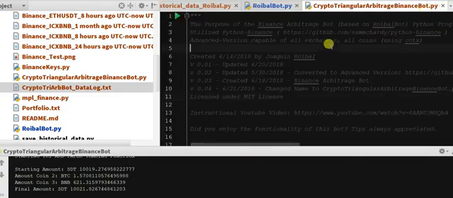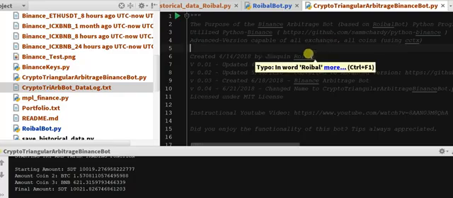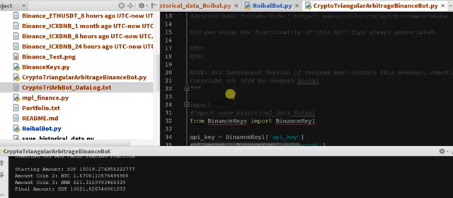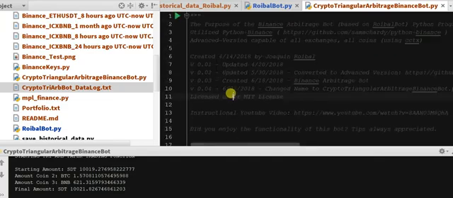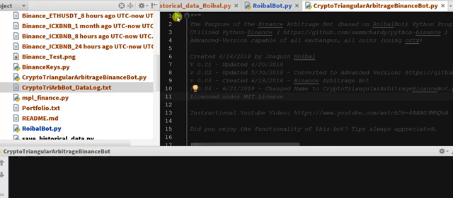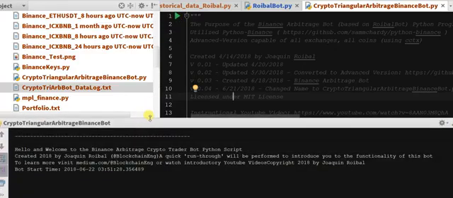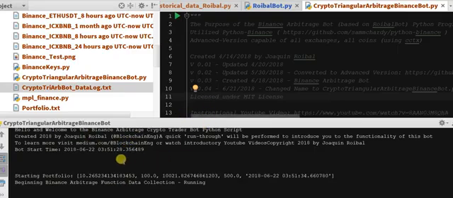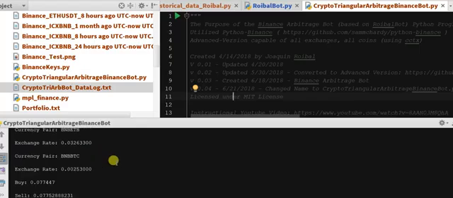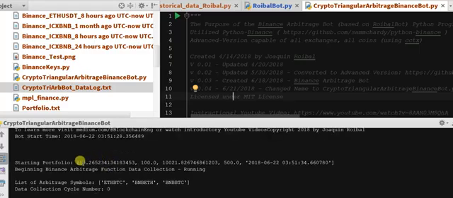Something else that I did was create a paper trading or portfolio type functionality. When you run the bot, I'll show you what I'm talking about. It's going to have our same output. It's going to say hello, and now it's going to load a portfolio that we have. It says starting portfolio.